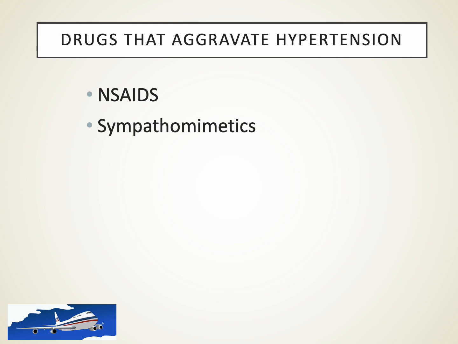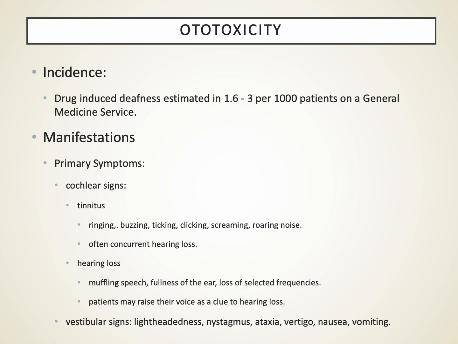There are some drugs that actually make high blood pressure worse, hypertension worse, the nonsteroidals, and sympathomimetics that are found in cough and cold preparations can do that. So those are some of the sort of disease issues. Let's talk about some other kinds of toxicities we may see in practice.